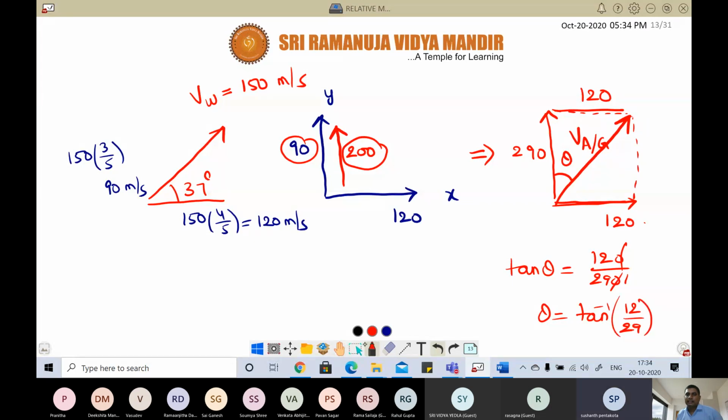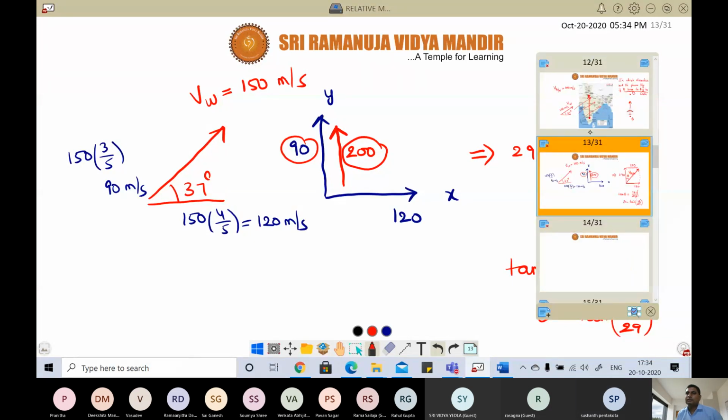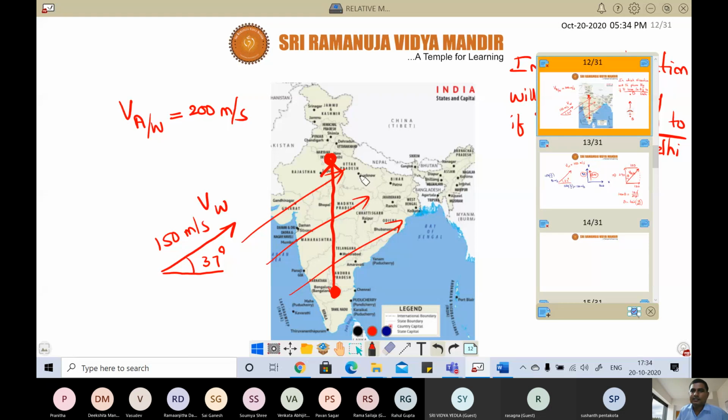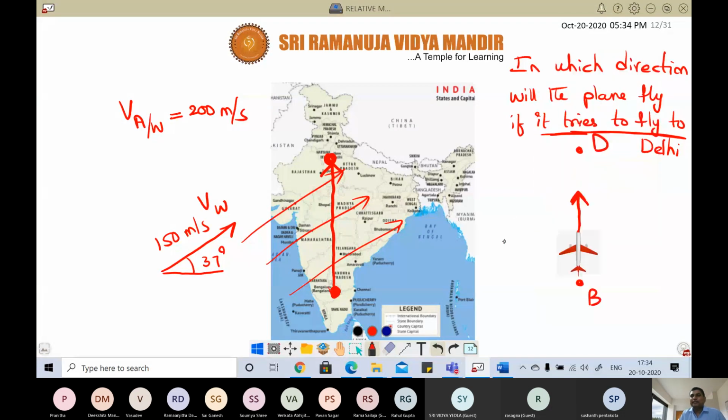So they'll calculate this angle, okay, and then they'll find out exactly whether they'll reach Lucknow or Jharkhand or Bihar or Bangladesh. We don't know, okay, or China also they may go, depending upon this velocity. Okay, so now next question.